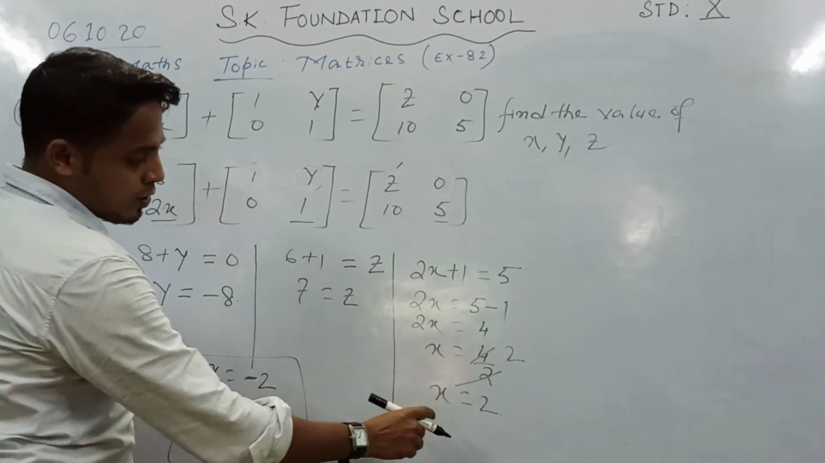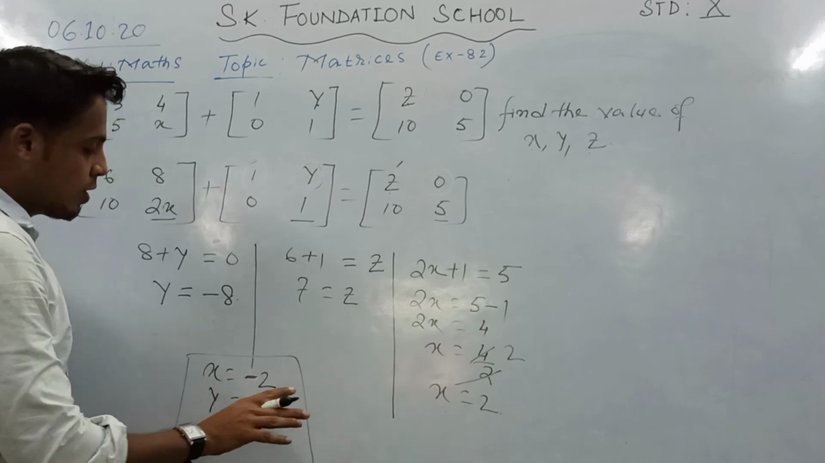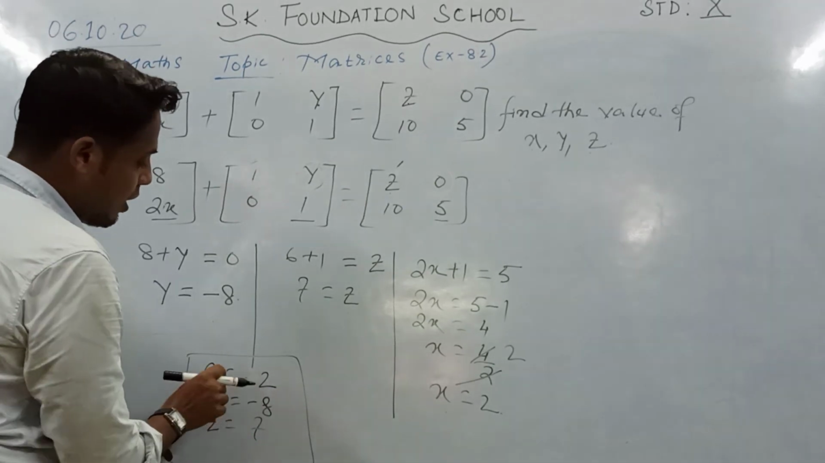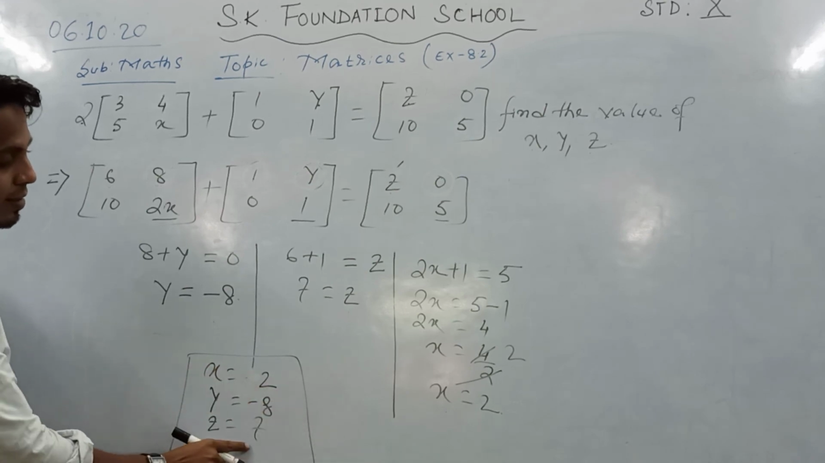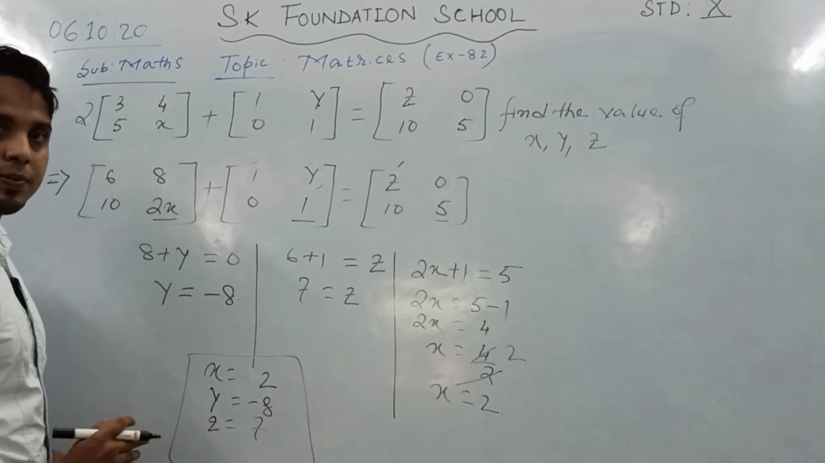Because x equals 2, I was writing a minus 2. Sorry, x equals only 2. That means plus 1. X is 2, y is minus 8, z is 7. Clear?